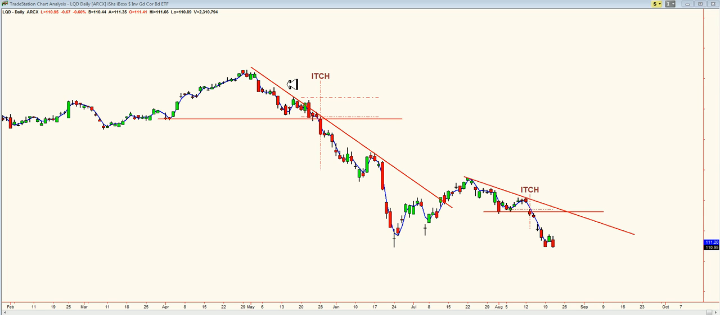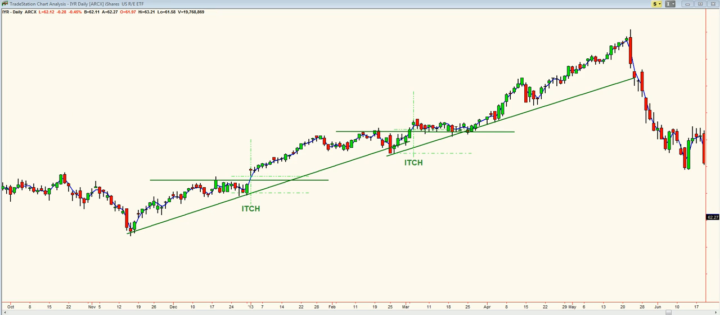This is LQD. You can see a break of a support level, brand new trend line, broke down, gave us an itch. Then we had some volatility here, went sideways, developed a new downtrend, fired another itch. This is from August and May of 2013. Let's take a look at one more.